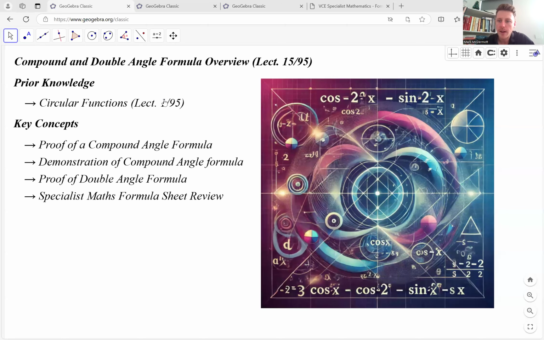We're going to look at compound and double angle formulae. Some prior knowledge for this will be circular functions, which again we looked at in lecture one. Some of the key concepts we're going to cover here is a proof of a compound angle formula.